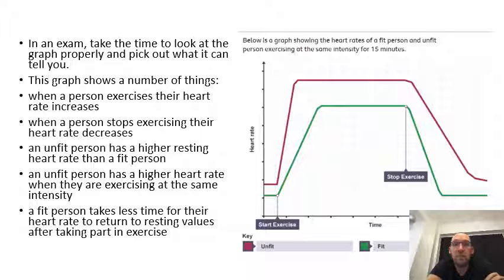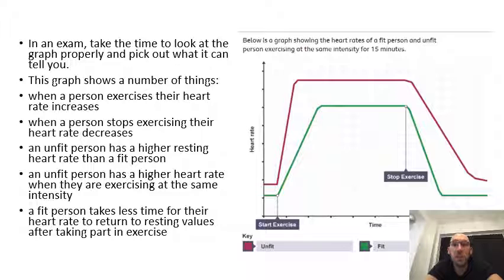In an exam, take the time to look at the graph properly to pick out what it can tell you. So this graph here is showing the heart rate of a fit person and an unfit person exercising at the same intensity for 15 minutes. You can see the red line is the unfit person and the green line is the fit person. This graph shows a number of things.